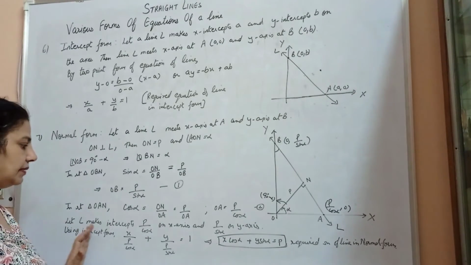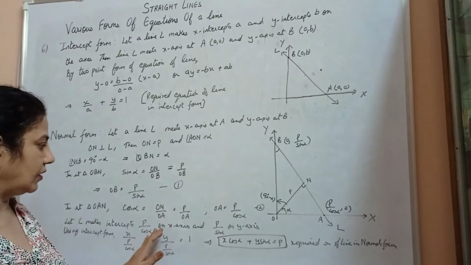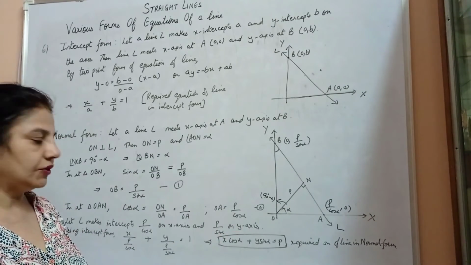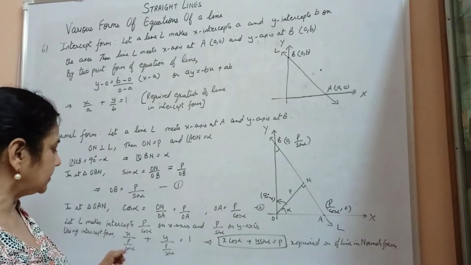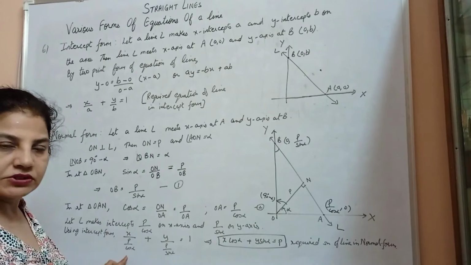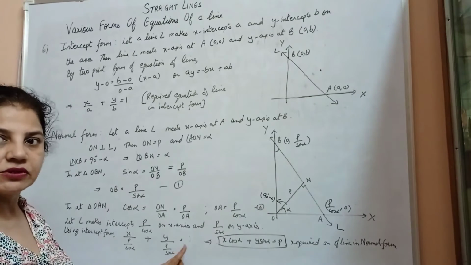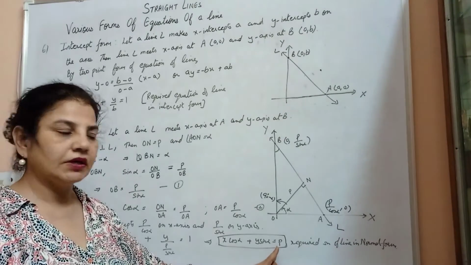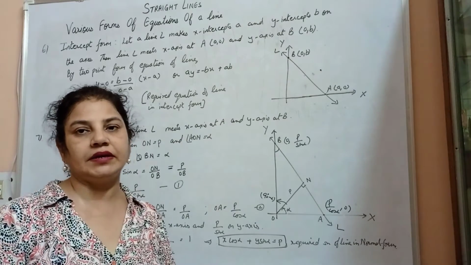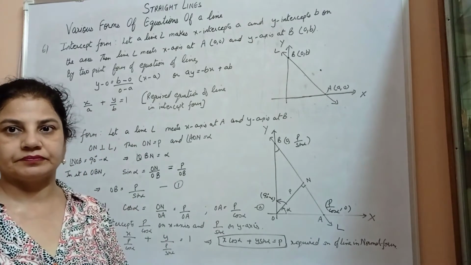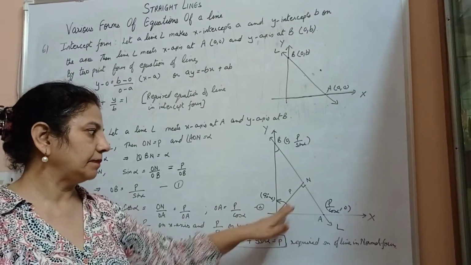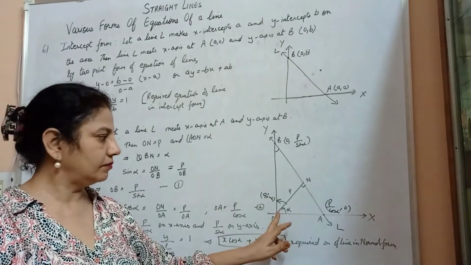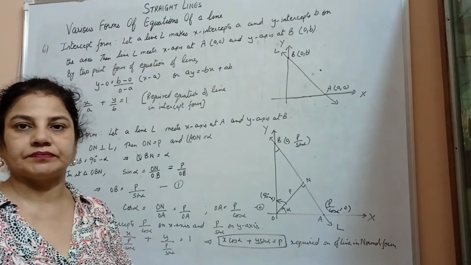So we say that L makes the intercepts P upon cos alpha on the x-axis and P upon sine alpha on the y-axis. Therefore, by intercept form, the equation is x upon P upon cos alpha plus y upon P upon sine alpha is equal to 1. On solving, we get x cos alpha plus y sine alpha is equal to P, which is the required equation of a line in normal form, where P is the perpendicular distance from the origin to the line.